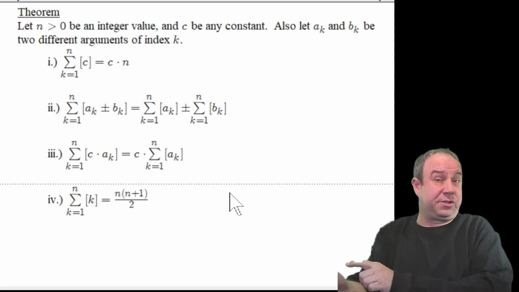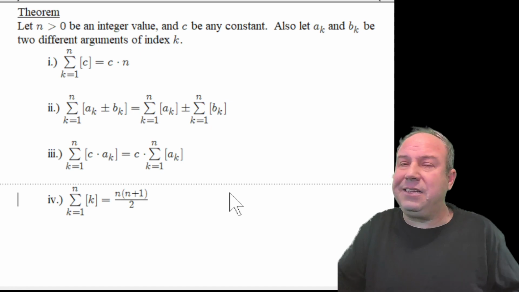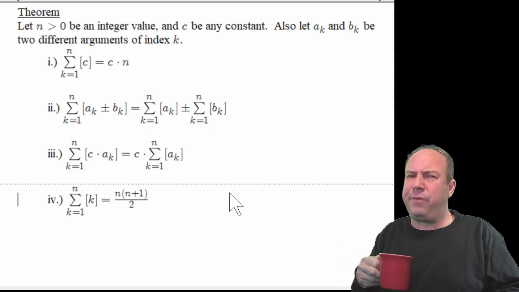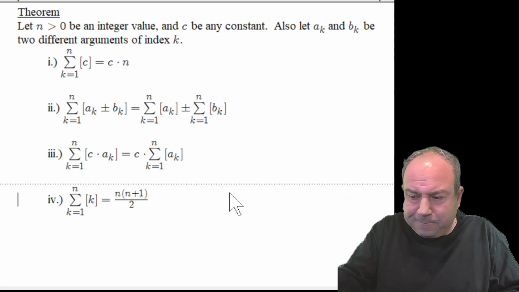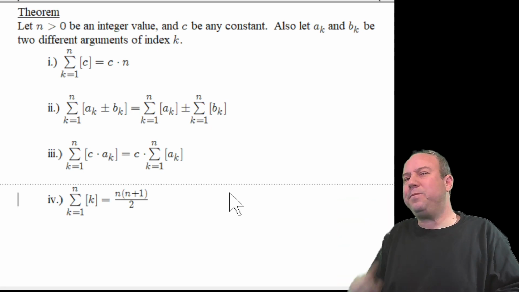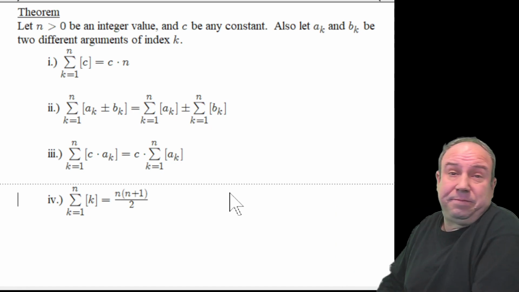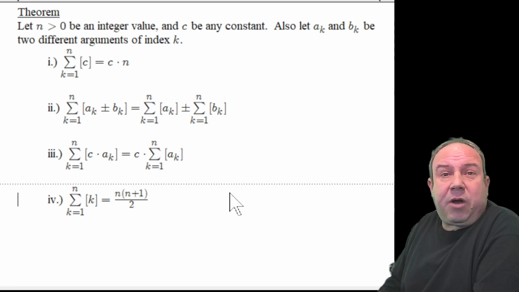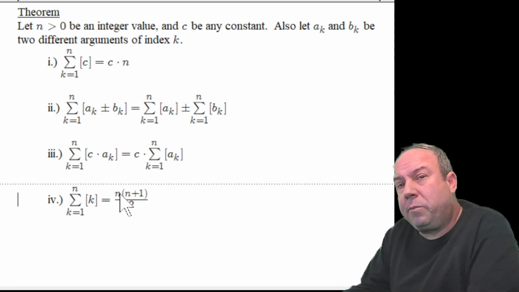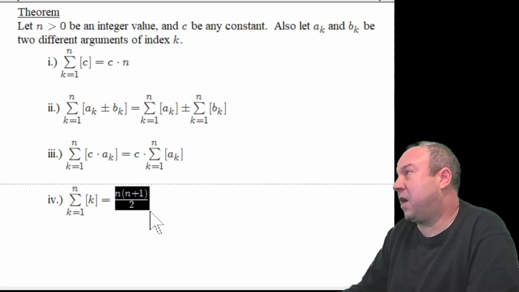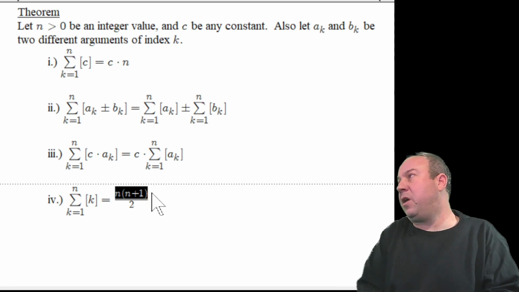Now here's an interesting rule. These are the ones that are going to be a little bit more helpful to us, at least for some polynomial forms. The summation from k equals 1 to n for just k, right? For just the index of k, that actually can be written as a formula in terms of n. It is n times n plus 1 all divided by 2.